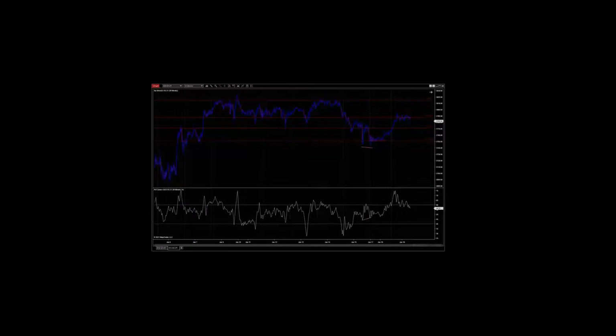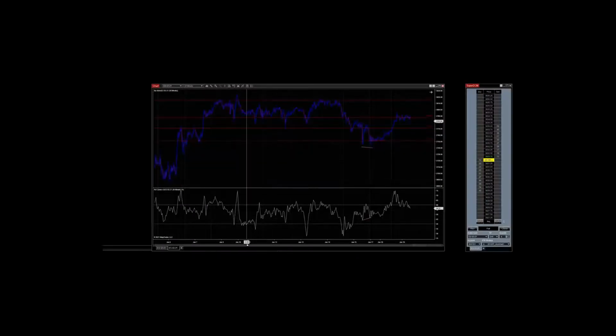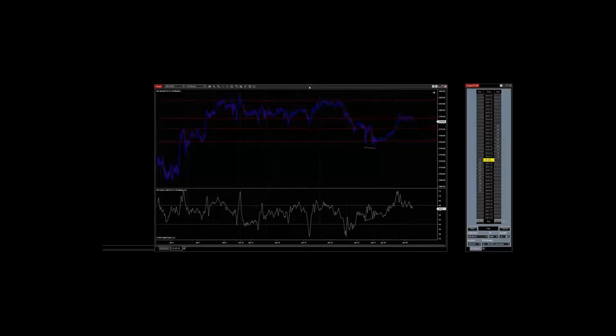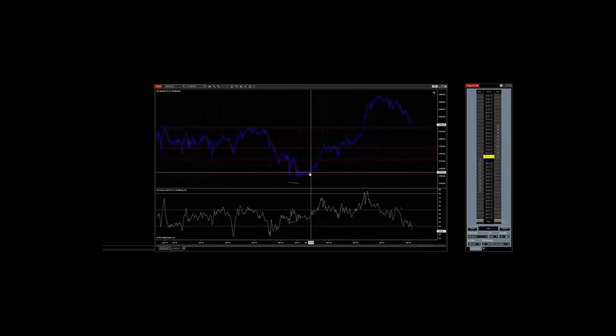I had the chart queued, so just give me 1 second here. Okay, perfect. Can everyone see the whole chart? Yep. Yeah. Okay.